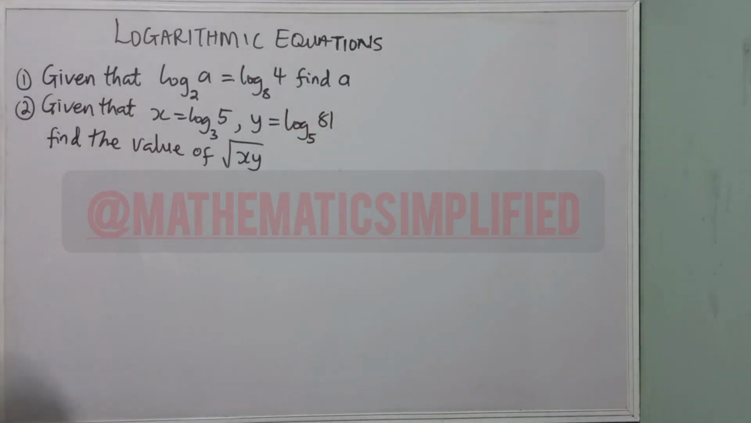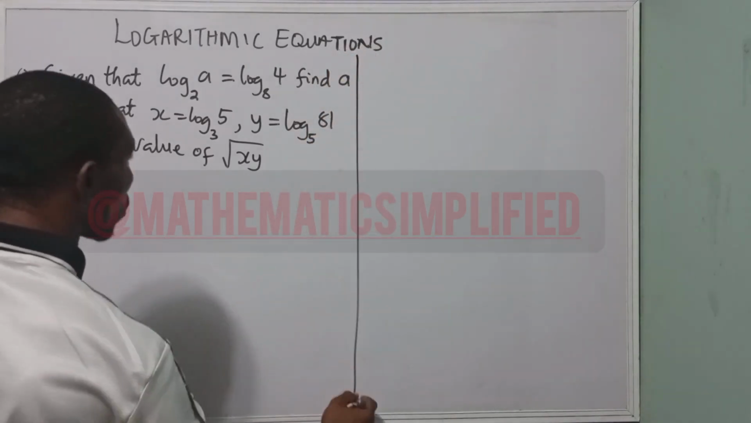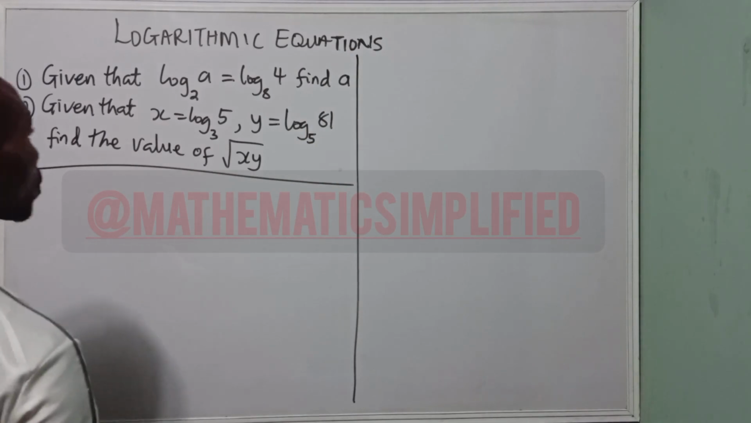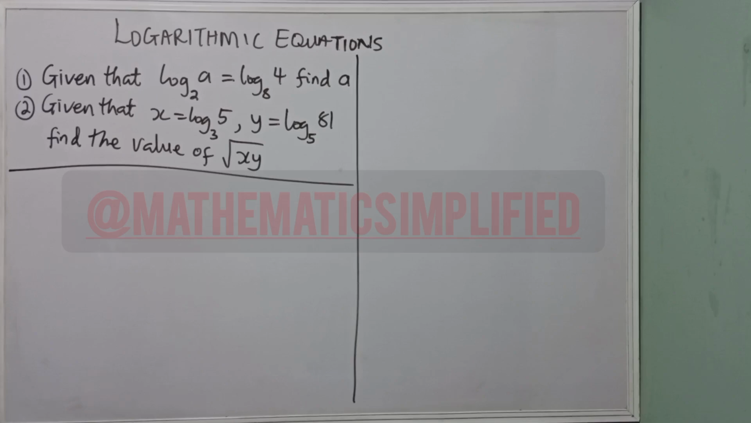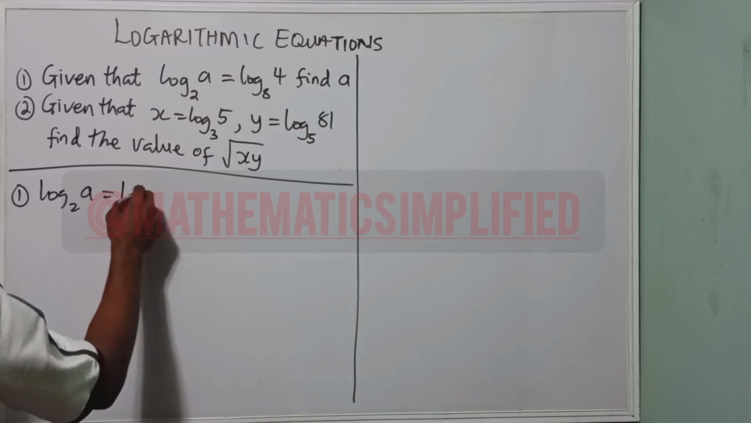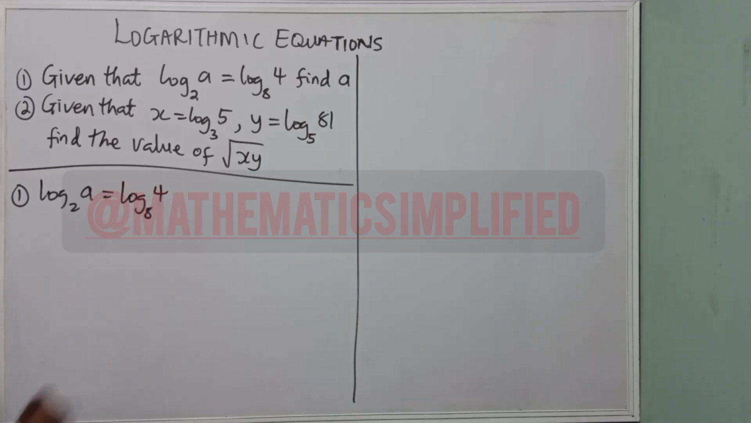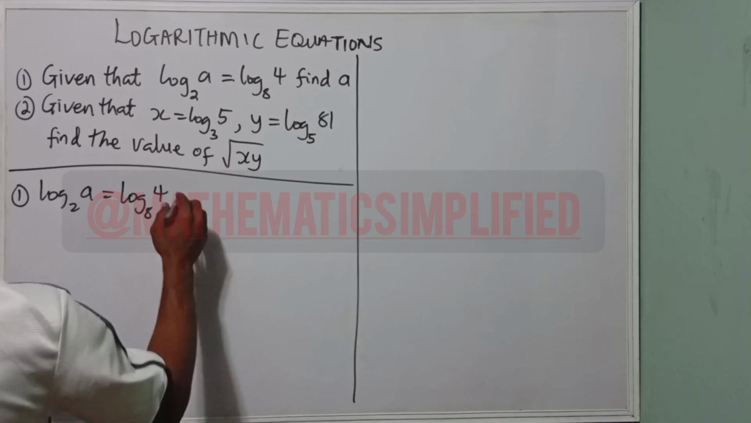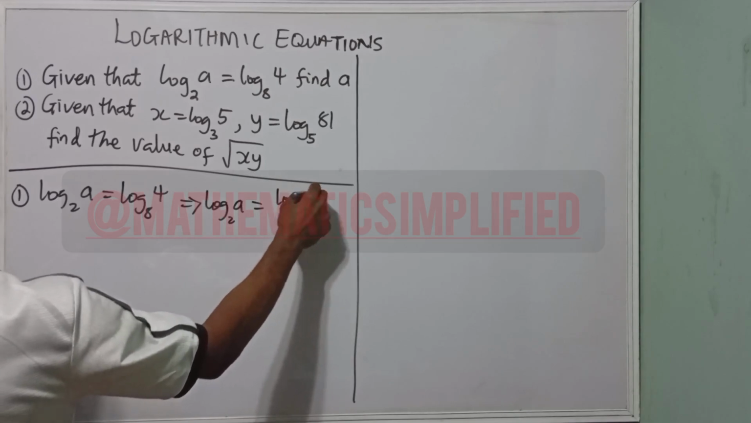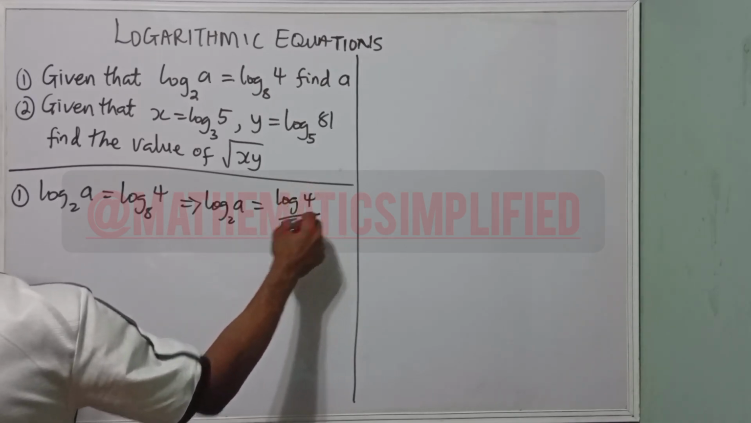Given that log₂a equals log₃4, we should find a, and our second question says, given that x equals log₃5 and y equals log₃81, find the value of root xy. Now, solving our first question, we have log₂a equals log₃4. Here we will apply our change of base formula, which gives us log₂a equals log 4 over log 3.